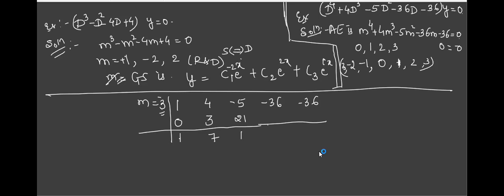16. Again, what should be the next step? 16 into 3 is 48. 48 should be written here. Minus 12. 36 plus 12 is 48. 12 3s are 36. Yeah, 0.